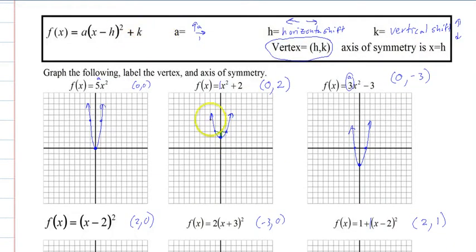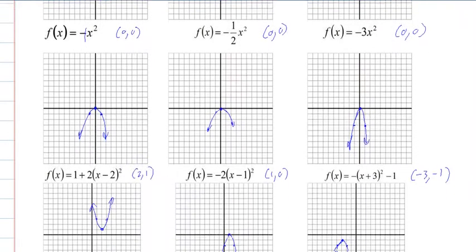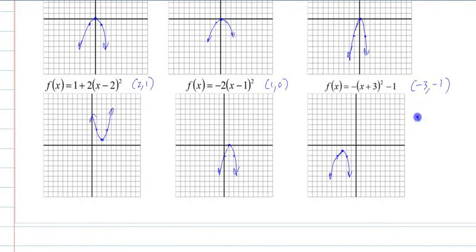You can plot the vertex and then go up and over. And that's it. And if you're going to have to label an axis of symmetry, it's always the x equals h. That would be your axis of symmetry.